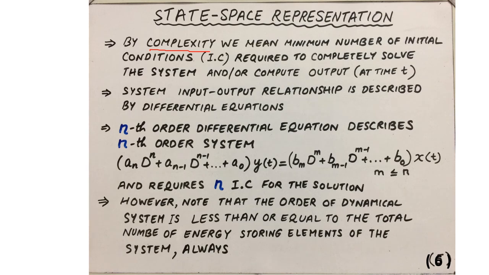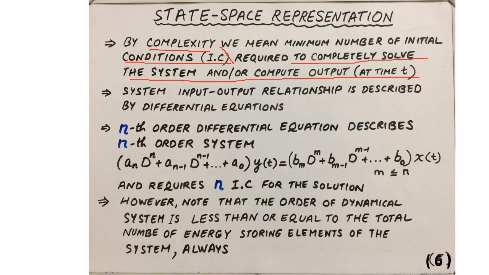Now, how can we describe this difficulty in simple words or in mathematical formulation? Here we are going to say that the more the number of energy storing elements, the more initial conditions we need to solve the system. Therefore, the measure of complexity here is the number of initial conditions required to completely solve the system for its dynamical quantities and to obtain the profile of its dynamical quantities that is time dependent.